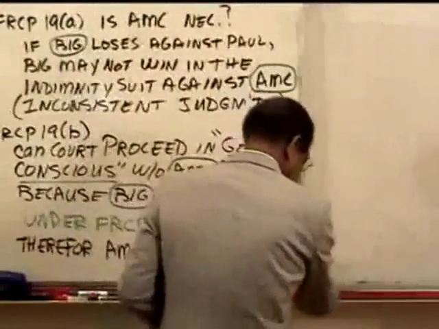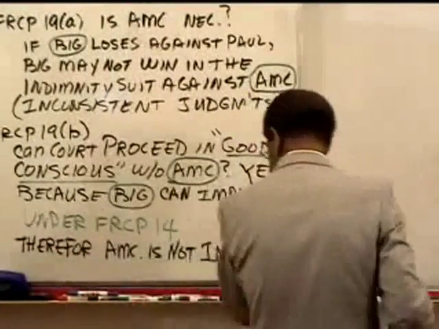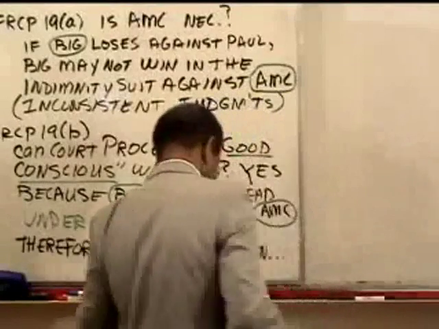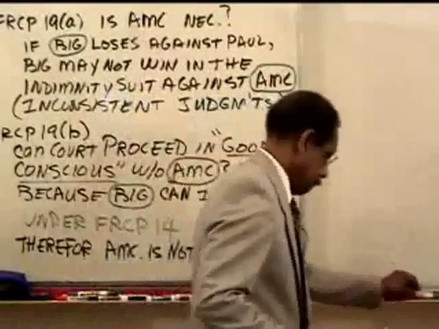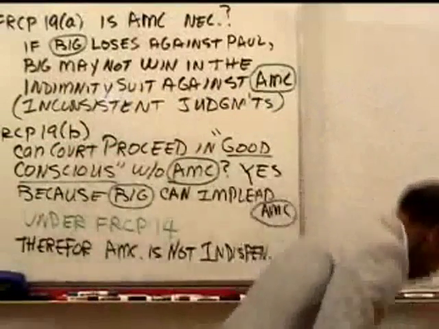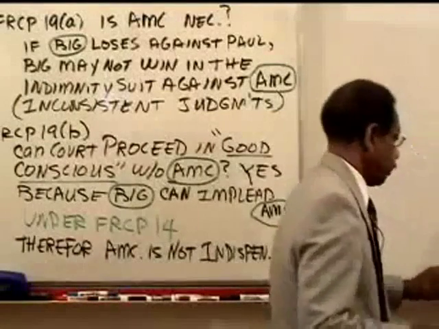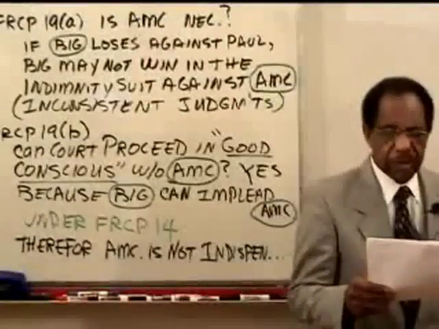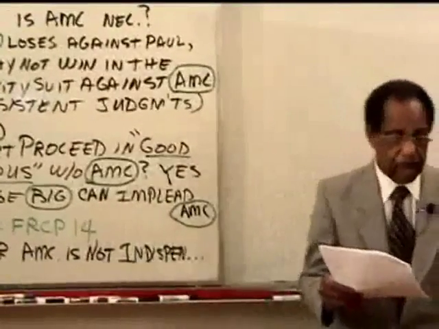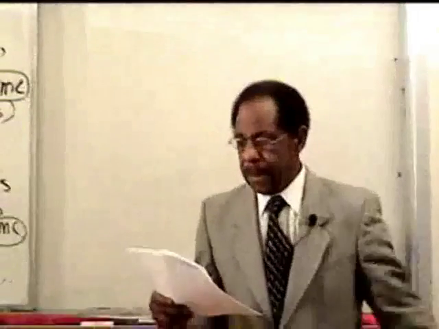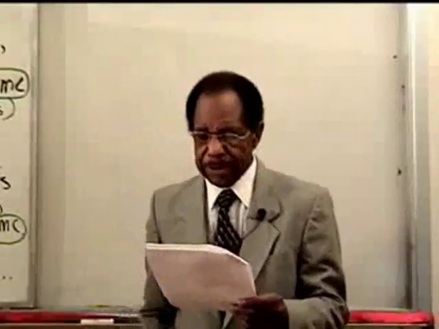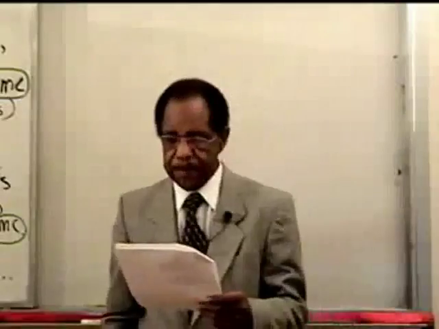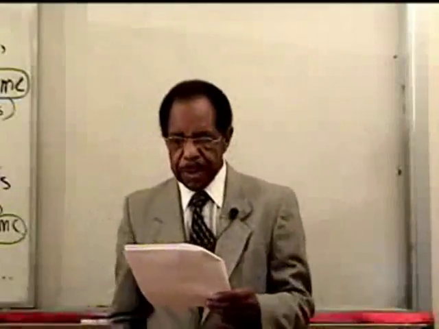We'll do that one over on the board. The February 94 problem reads as follows. This is Paul, Danko, and Owen, and the problem reads as follows. Paul sued Danko in federal court for $100,000.